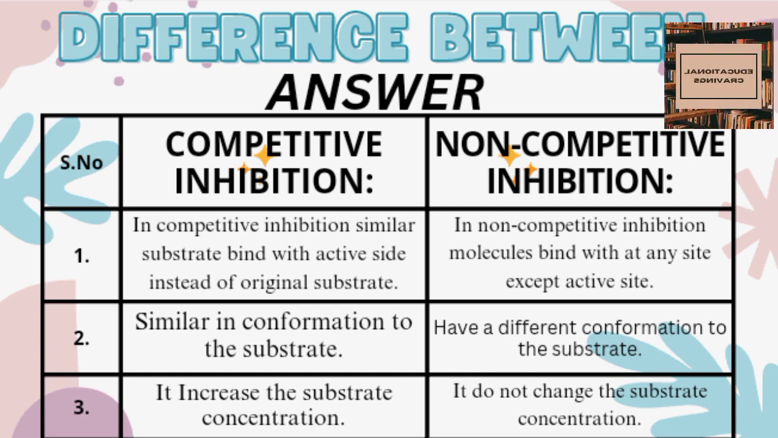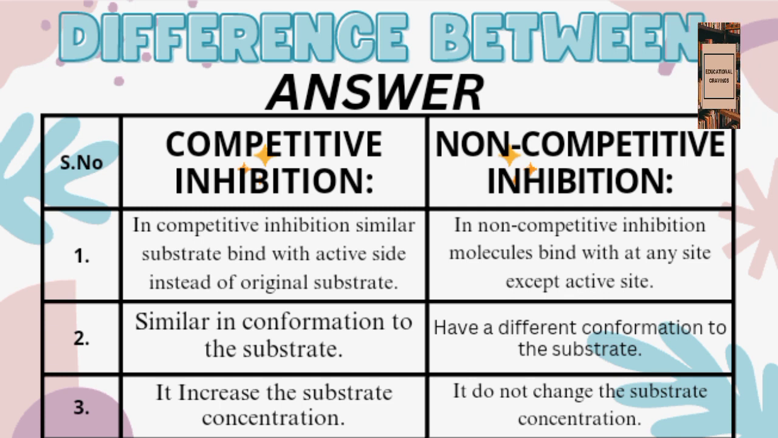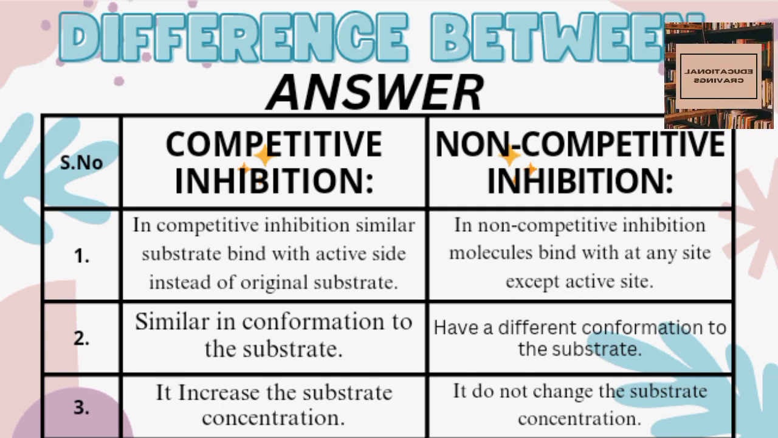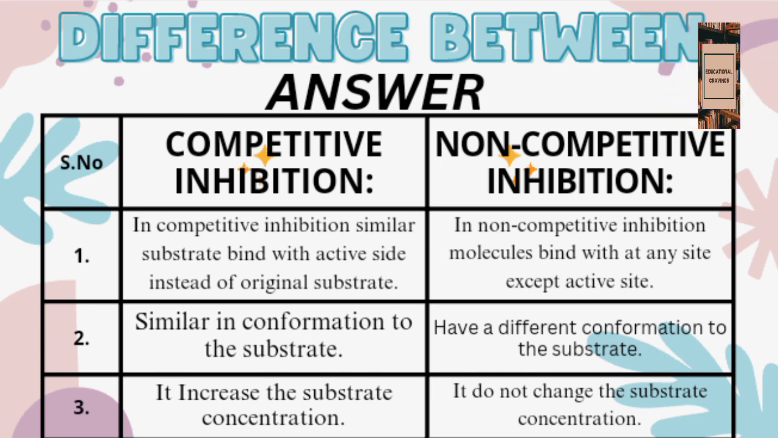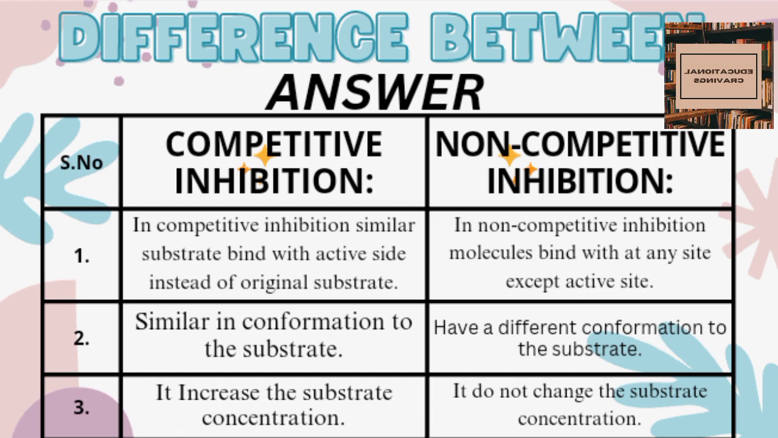Point number 2. Competitive inhibitors are similar in conformation to the substrate, while non-competitive inhibitors have a different conformation from the substrate. Point number 3. In competitive inhibition, increasing the substrate concentration helps. In non-competitive inhibition, it does not change with the substrate concentration.